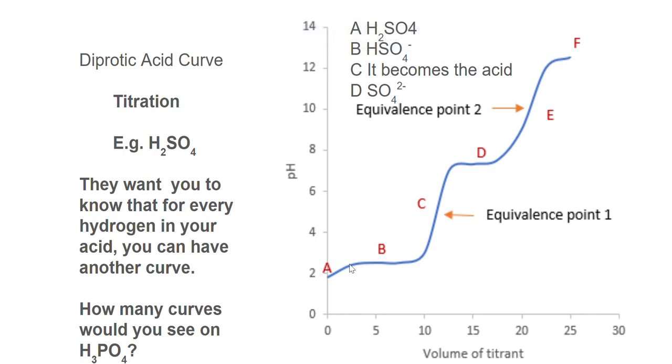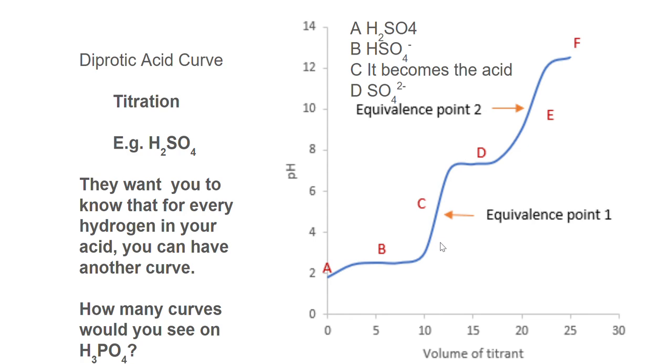We start out with our acid, sulfuric acid, and then at B, we start to make our half equivalence point. We start to make more of our conjugate base, which is the HSO4 minus. Then it becomes the acid, and it starts to shed its proton. So we lose one proton, now we're losing the second proton, and now we're done because we've run out of protons. We're at SO4 2 minus, where it's all base. Here at F, all we're left with is SO4 2 minus. So that's what a diprotic acid curve is.